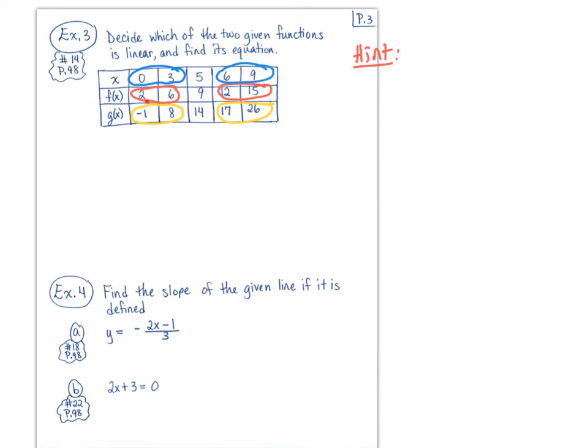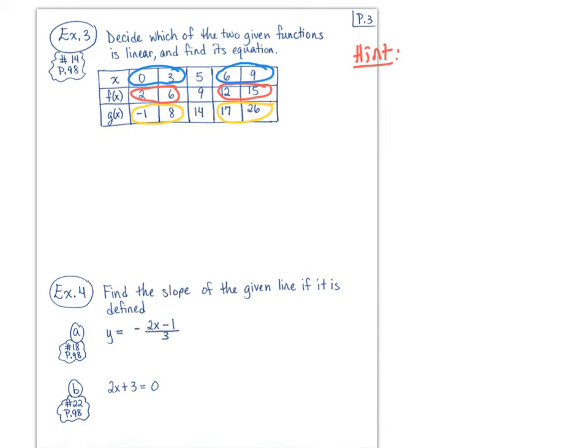Is the step size the same for f of x? Yes or no? Do they increase by the same here? What's the change here? 4. What's the change here? 3. But then you look here, what's the change? Oh, so which one do you think is going to be the line? G of x, very good.